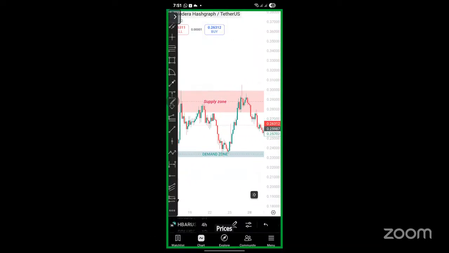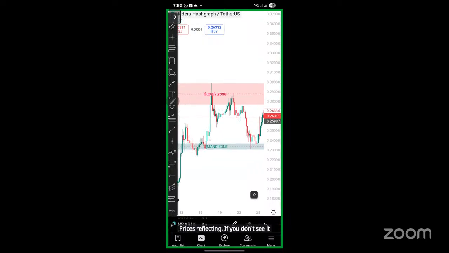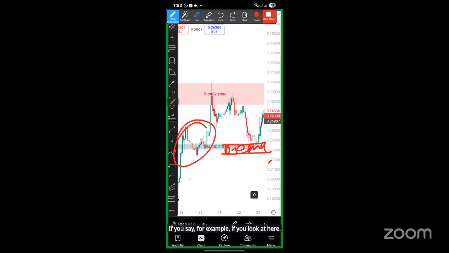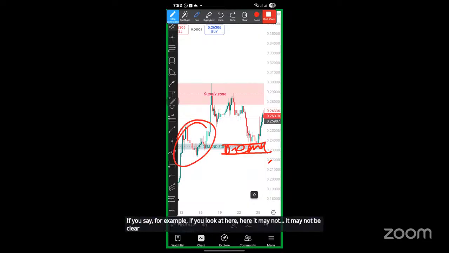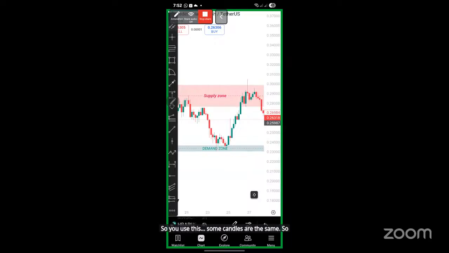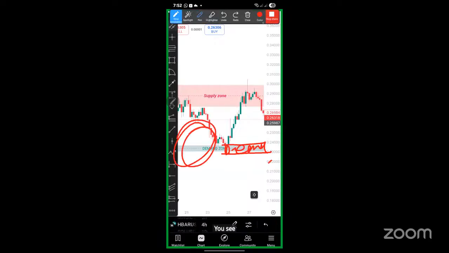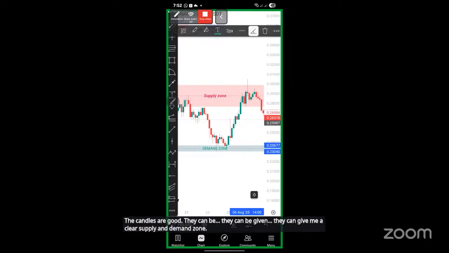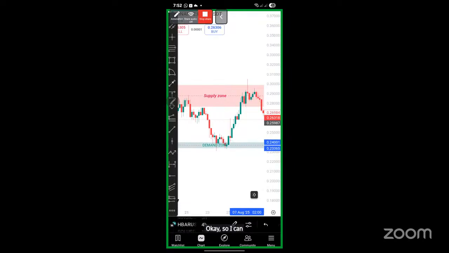Price is respecting it. If you see that here it is not clear, find that some candles are the same. So you use this. You see, some candles are the same. So you come here, you use this one. I say here it is not clear very well, but here the candles are good. They can give me a clear supply and demand zone. So I can transfer this line and I place it here.